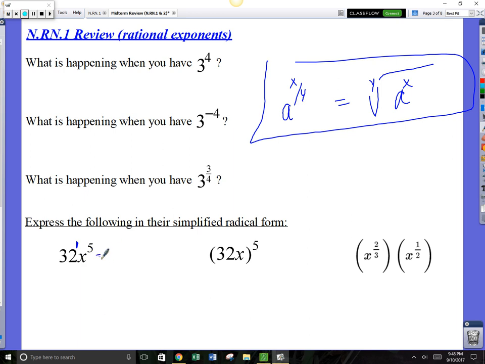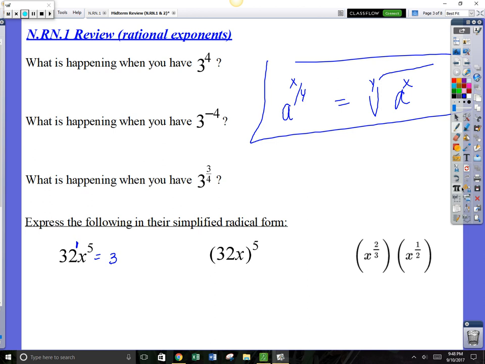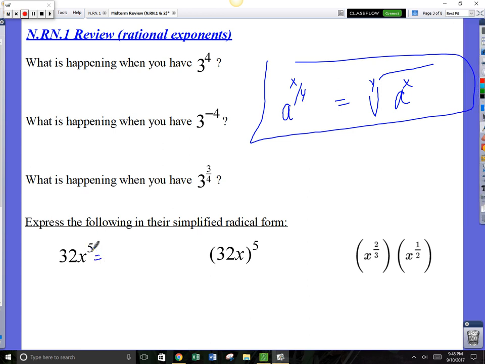So 32 we can't really touch, and x to the 5, I think this is a typo. I meant to do 1/5. So this exponent, man, I messed up. That's going to be okay though. We'll change it. So this exponent is just a natural number 5. It is not a fraction. So you can't really morph it to a radical form.